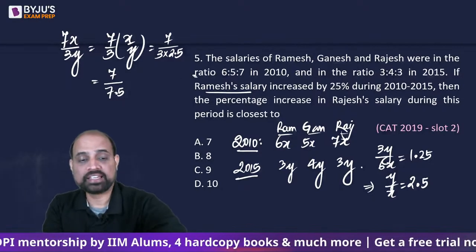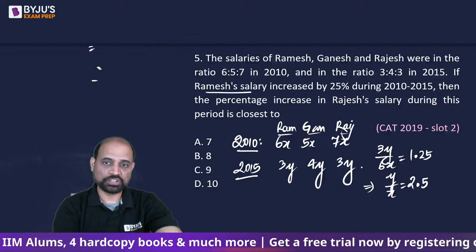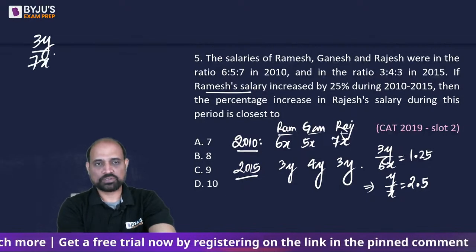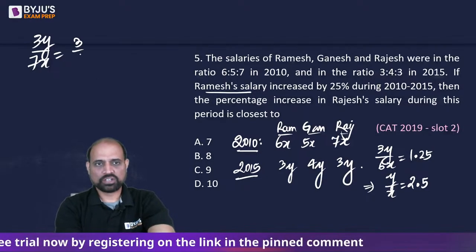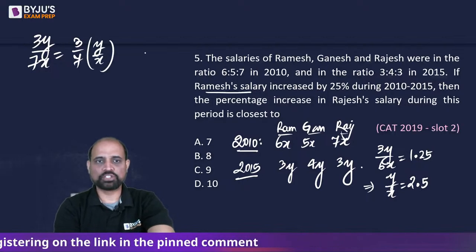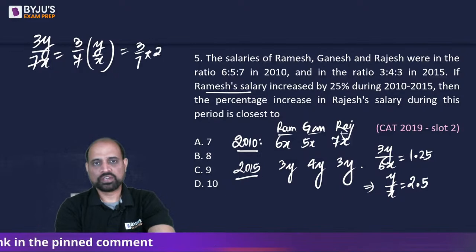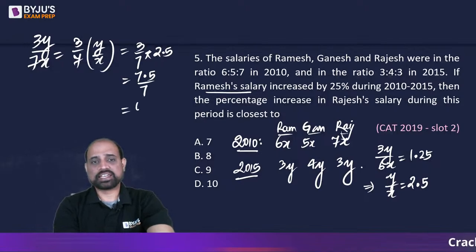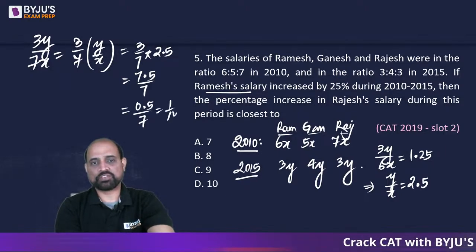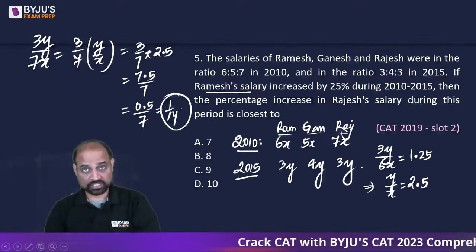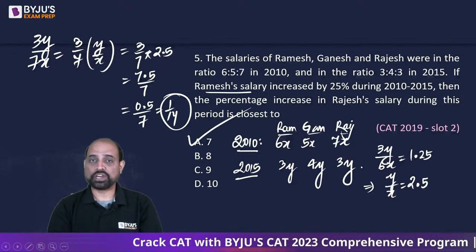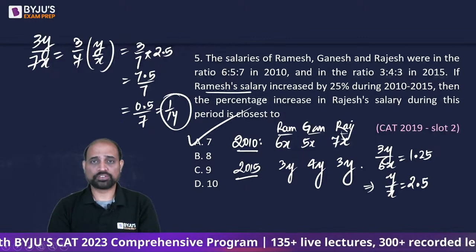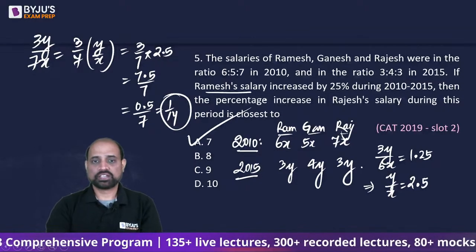Acha, we need to find out the increase, right? So it should be 3y by 7x. I'm sorry. It should be 3y by 7x. That's what I'm saying. It was actually a decrease in his salary. So 3 by 7 times of y by x. Let's put the value of y by x as 2.5. So we get 7.5 by 7, which is an increase of 0.5 over 7, which is nothing but 1 by 14. And if you do know what percentage 1 by 14 stands for, you will be very quickly able to find out the correct option. 1 by 14 is 7.14285 percent, right? So option A.